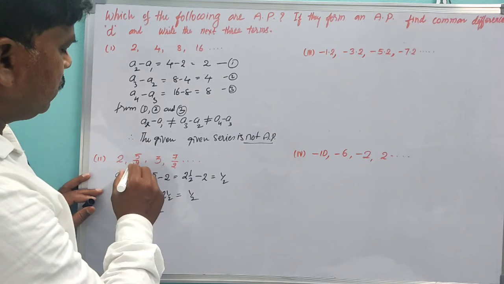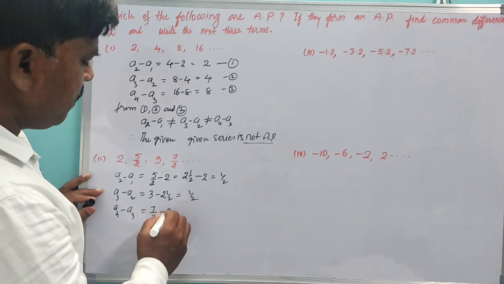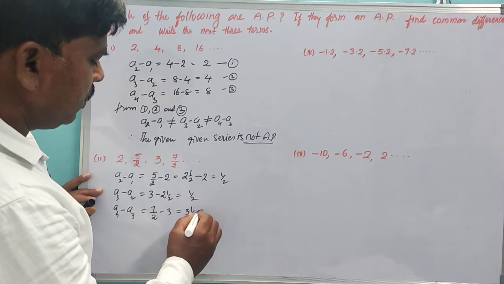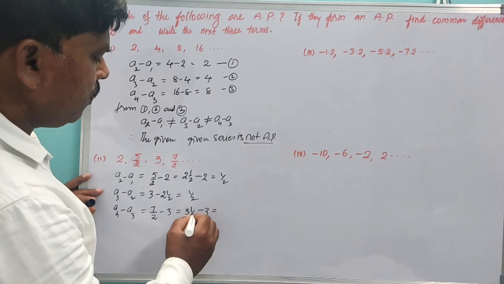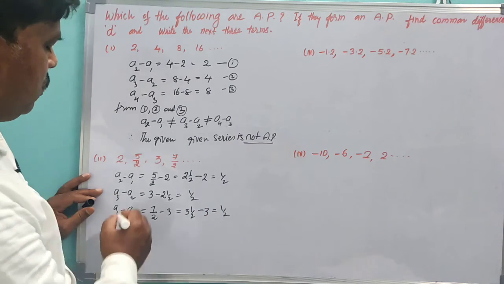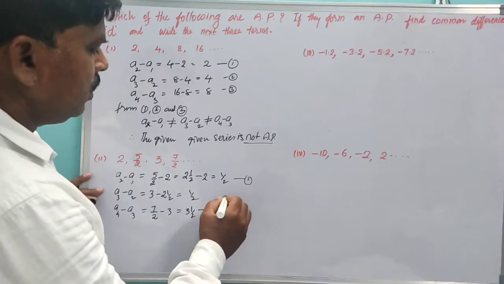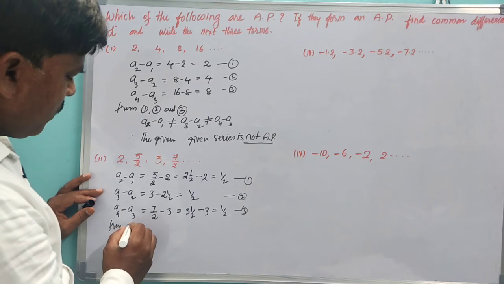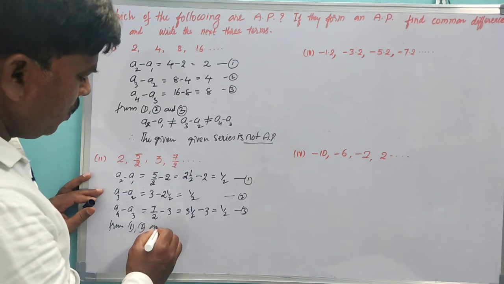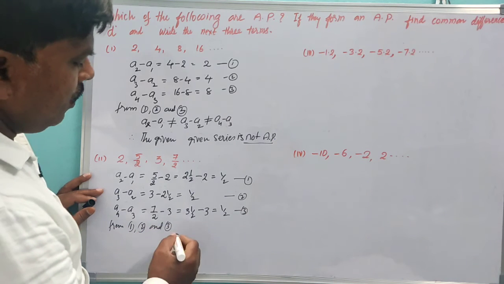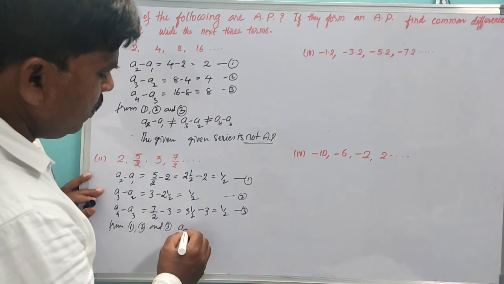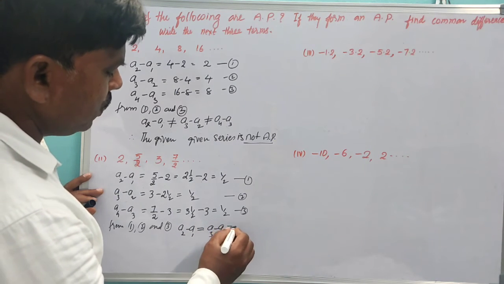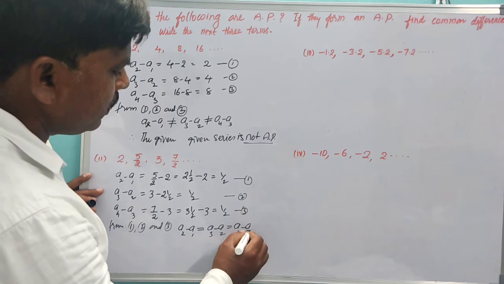So what is a4? This is a4, 7 by 2 minus 3, the third term. So this is first, second, third. So this is the third term. Now this 7 by 2 can be written as 3 and half, minus this 3. So 3 and half minus 3 is 1 by 2. So this is 1, this is 2 and this is 3. So from 1, 2 and 3, a2 minus a1 is equal to a3 minus a2 is equal to a4 minus a3.